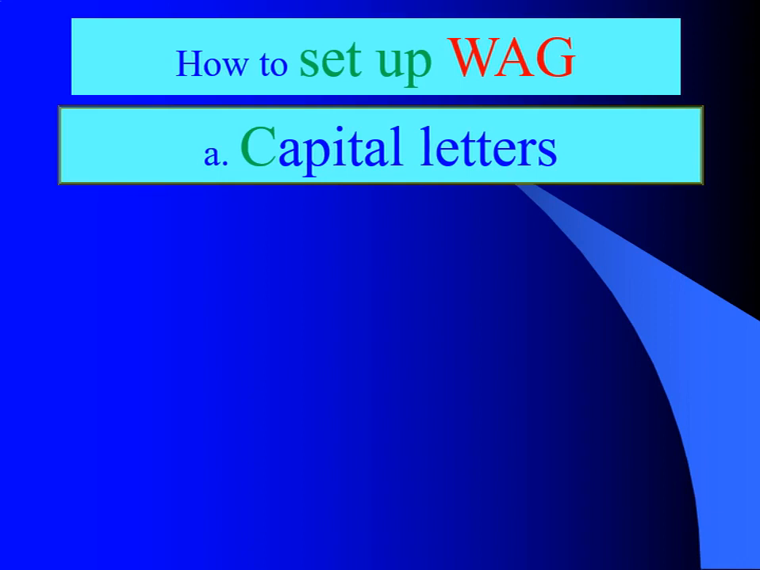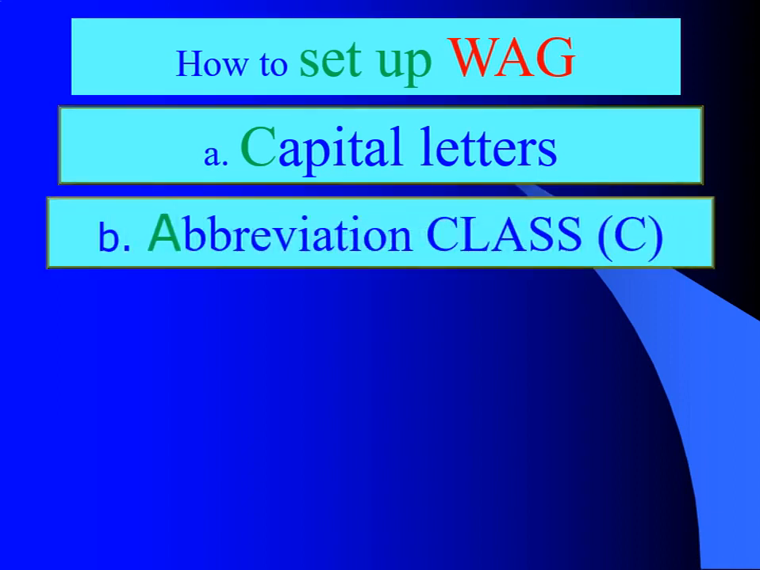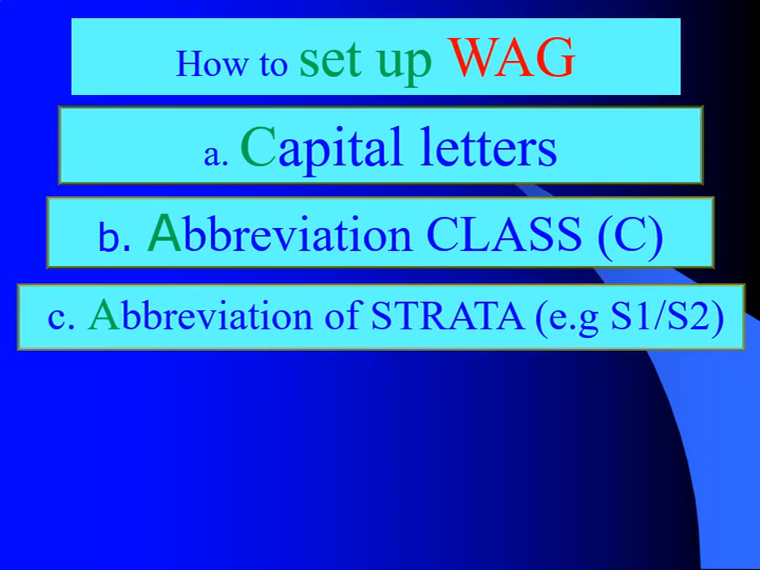In order to make grouping and searching easy, I suggest that the WhatsApp group course name be made under several indicators. The first one, I suggest all course names be written in capital letters. Trust me. And then I combine the abbreviation of class into C, or class in Bahasa into K. I also combine the abbreviation of strata into S1, S2, S3 without space.